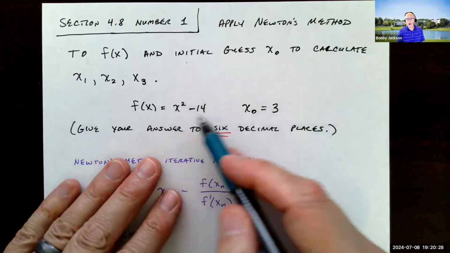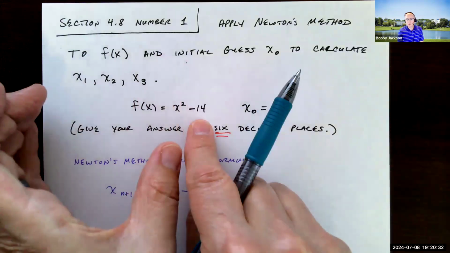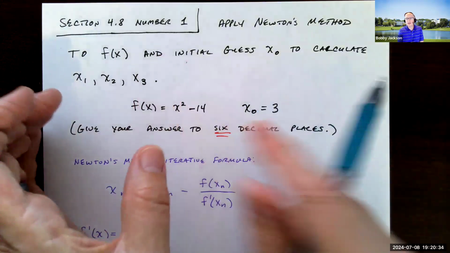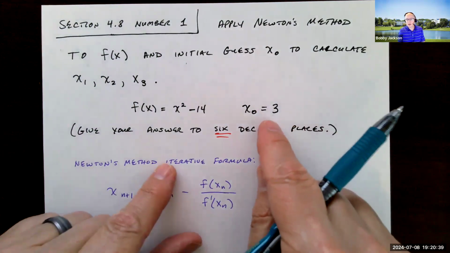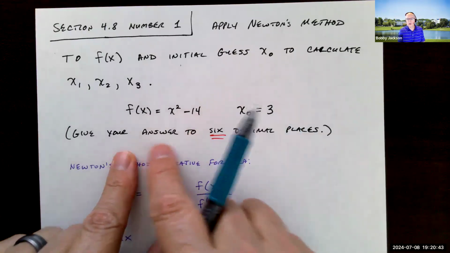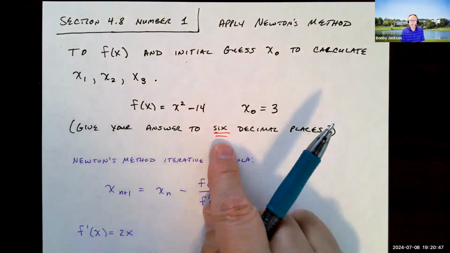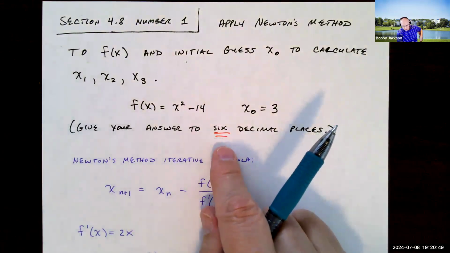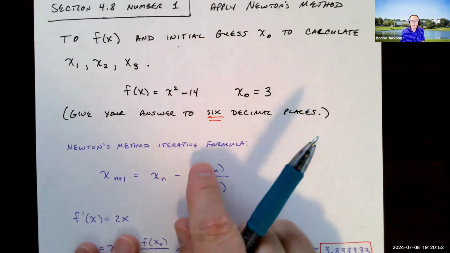Okay, basically we graph this function. This is a parabola, right? X squared opening upward, shifted 14 units downward. And you can see it's going to cross the x-axis at 2 locations. We're obviously going to be looking for that positive root to this function. We're going to give our answer to 6 decimal places, so it's going to be important that you don't round any intermediate results. Use your calculator as I showed you in the lecture video.